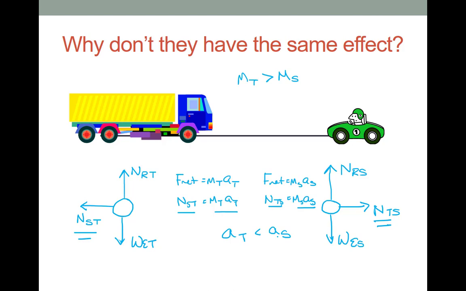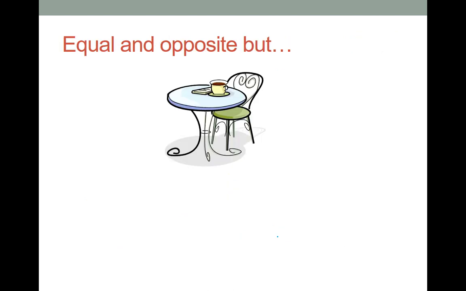Moving onward. Here we have a cup sitting on a table. If I think about the forces on the cup, I have a normal from the table on the cup, and I have the cup's weight. Now, assuming this is a normal table sitting on the ground, then the acceleration is 0.